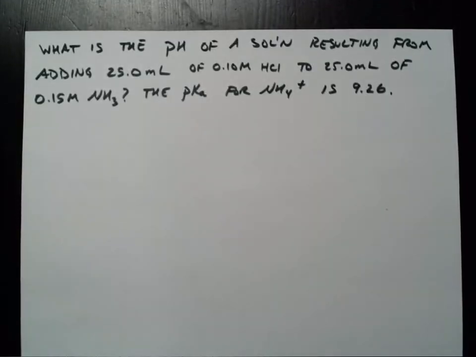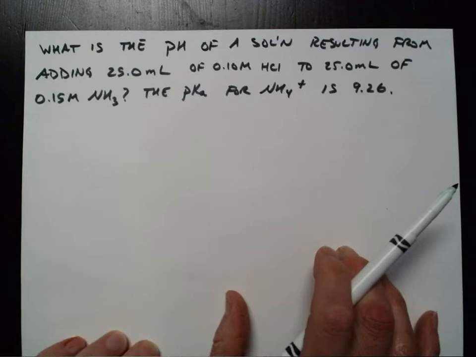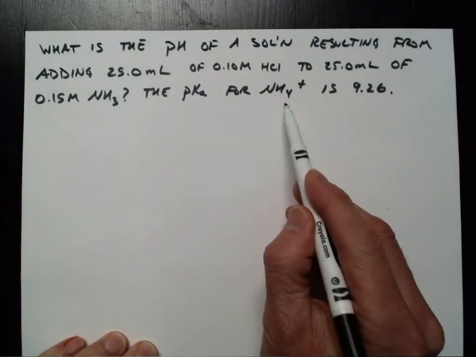I'm on PowerPoint, Chapter 18, slide number 9, question number 1. What's the pH of a solution that results from adding 25 mL of 0.1 molar hydrochloric acid to 25 mL of 0.15 molar ammonia? The pKa for ammonium is given.